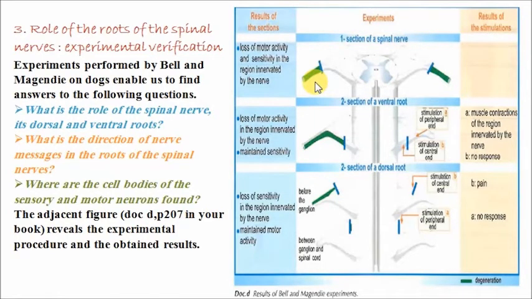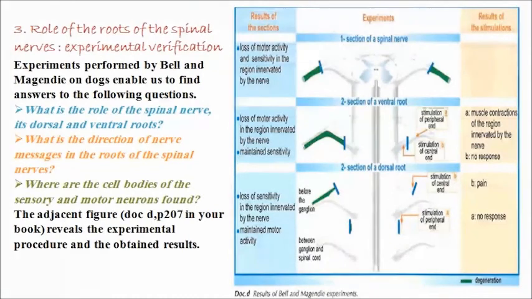Now, we go to the second experiment here: sectioning the ventral root. When this root was sectioned, they observed a loss of motor activity in the region innervated by the nerve, but the sensitivity was maintained. That is, the region connected to the spinal nerve can no longer perform any motor action. Therefore, the ventral root must carry motor neurons, so it is responsible for motricity.